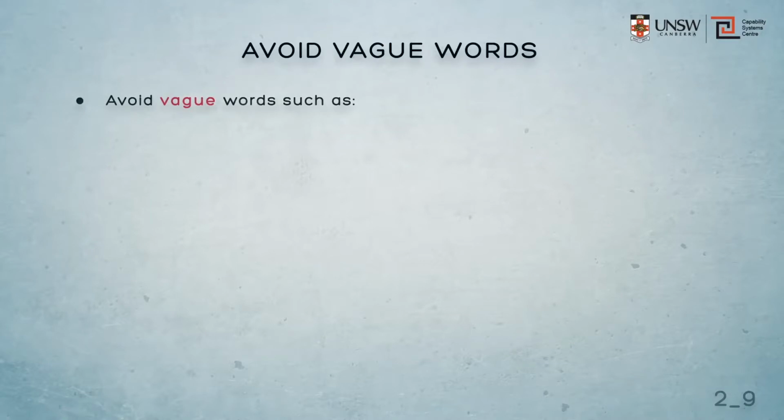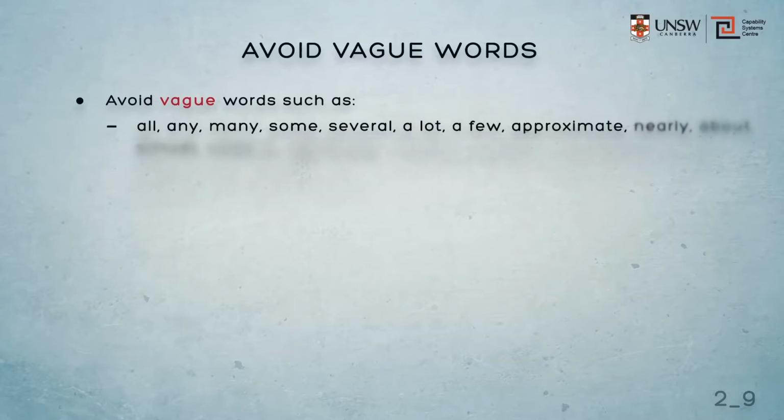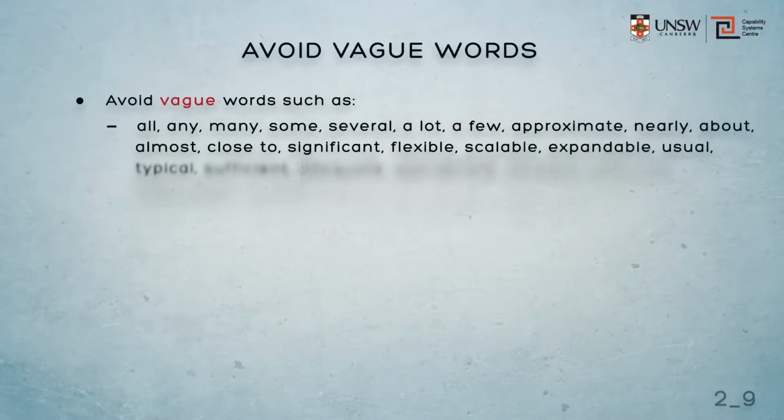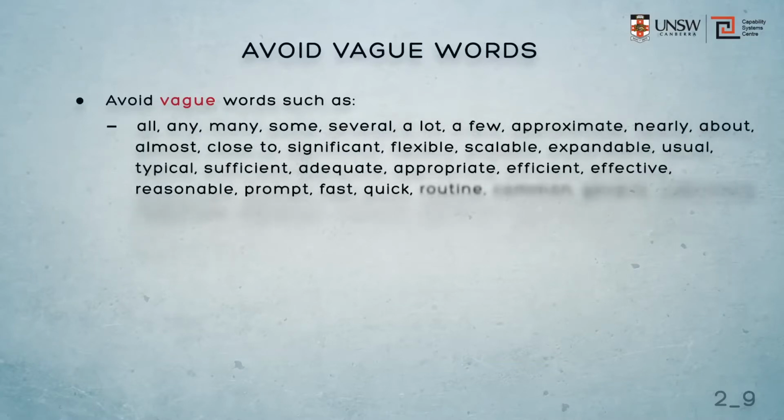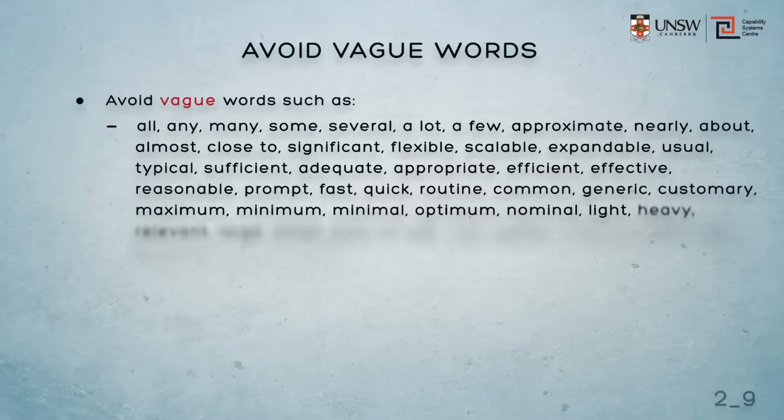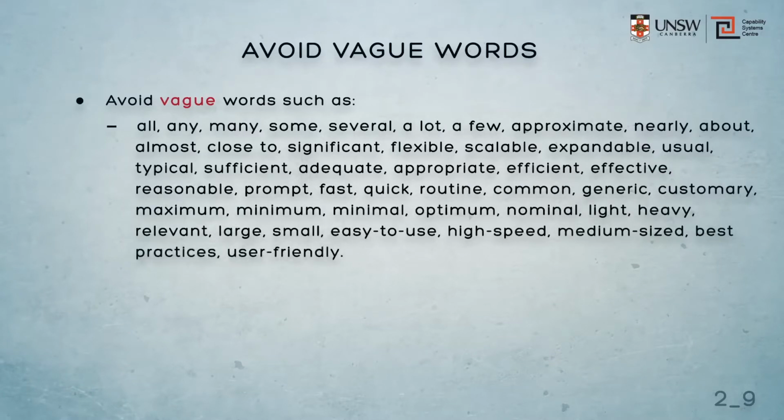Ambiguity in a requirement statement is also caused by the use of vague words, of which there are a very large number, and we've just listed some here. So you've got words like all, or any, or many, or some, or several, a lot, a few, approximate, nearly, expandable, effective, generic, optimal, small, large, high speed, medium sized, best practice, user friendly, and so on. This is really only listing the common mistakes, of course. There are many other words equally as vague.